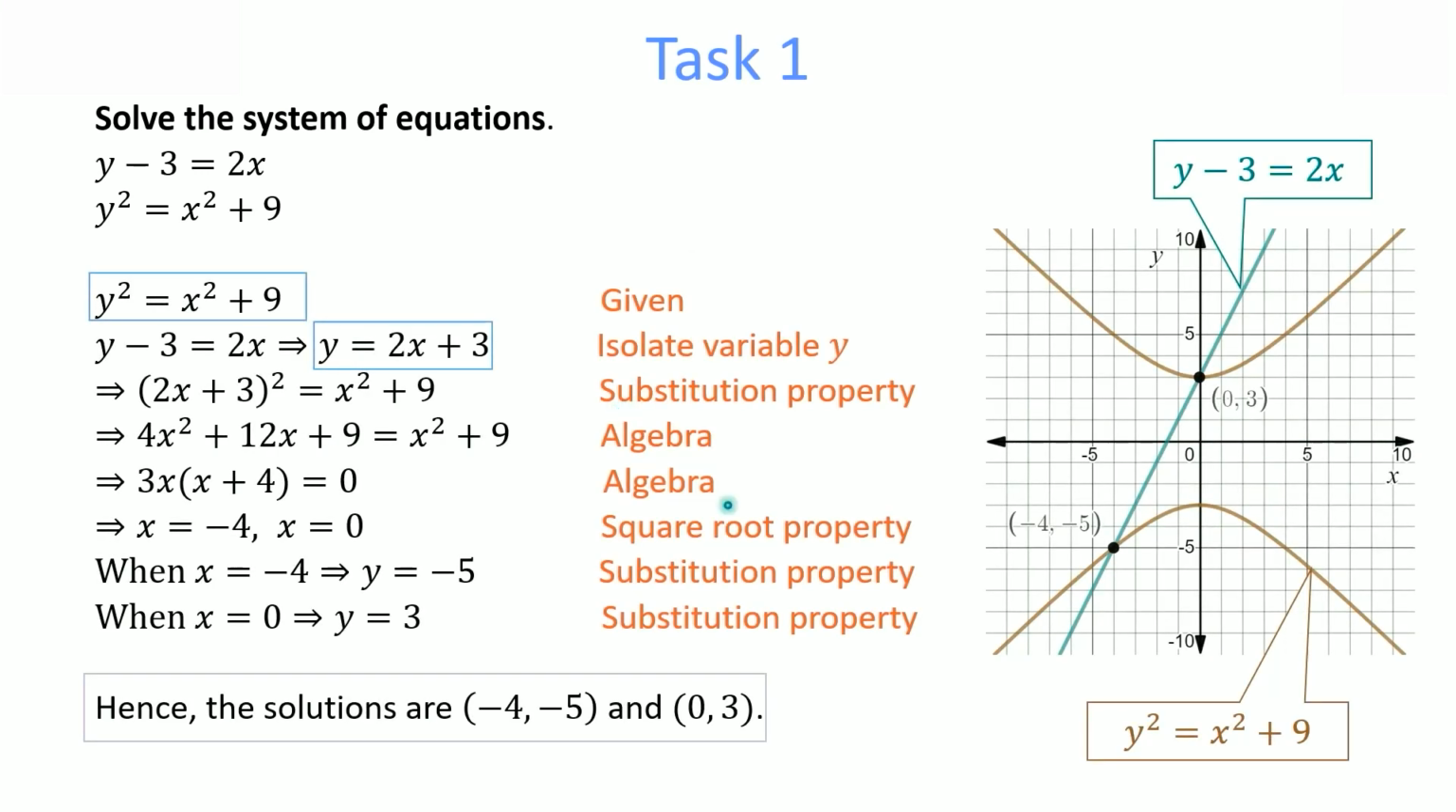Here is a question for you to try. Solve the following system: y minus 3 equals x, and y squared equals x squared plus 9. You may now pause the video and answer the question, and when you are ready to continue, please press play. You could solve the system algebraically or graphically, but in any case, you should arrive at the same two solutions. So minus 4, minus 5 and the point 0, 3.